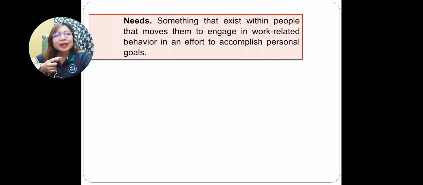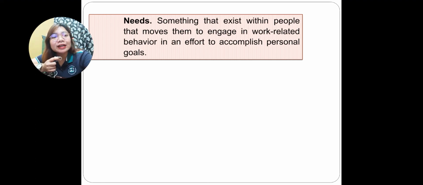Now, class, let us discuss other factors that influence behavior. We have also needs, okay? Need is something that exists within people that moves them to engage in work-related behavior in order to accomplish personal goals. So needs is within us, okay? It is something that is inside of us, that we feel, that enables us or pushes us to do something in order to provide for that need.